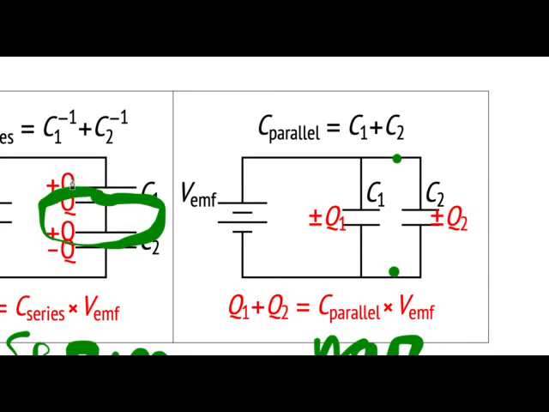So if the upper capacitor has charges plus Q1 and minus Q1, and the lower capacitor has charge plus Q2 and minus Q2, then minus Q1 plus Q2 has to be 0. In other words, Q1 and Q2 have to be the same.